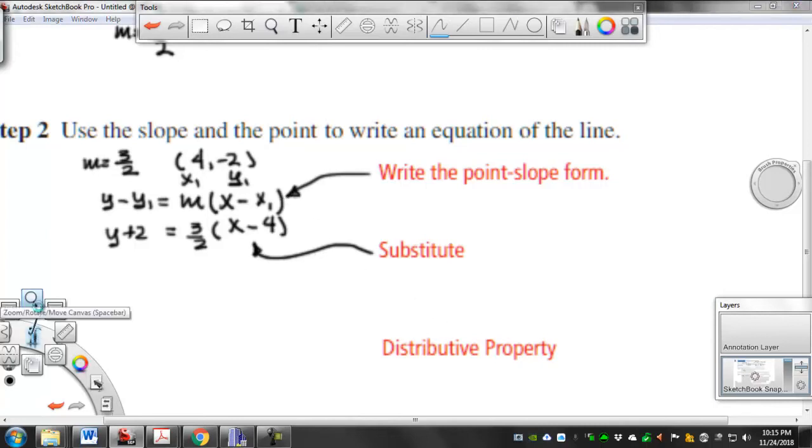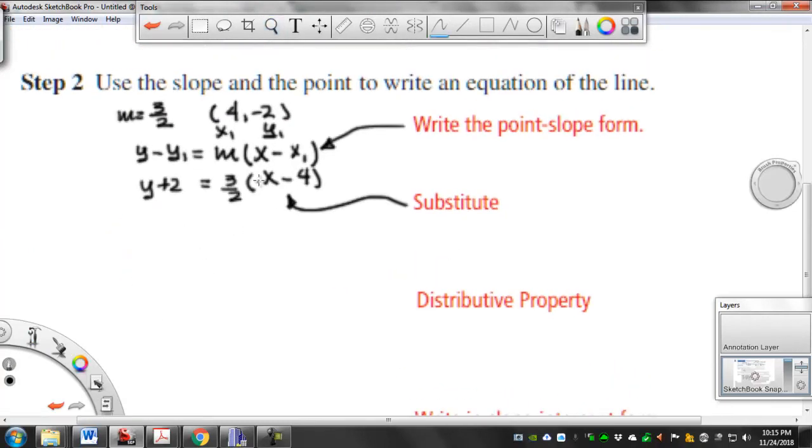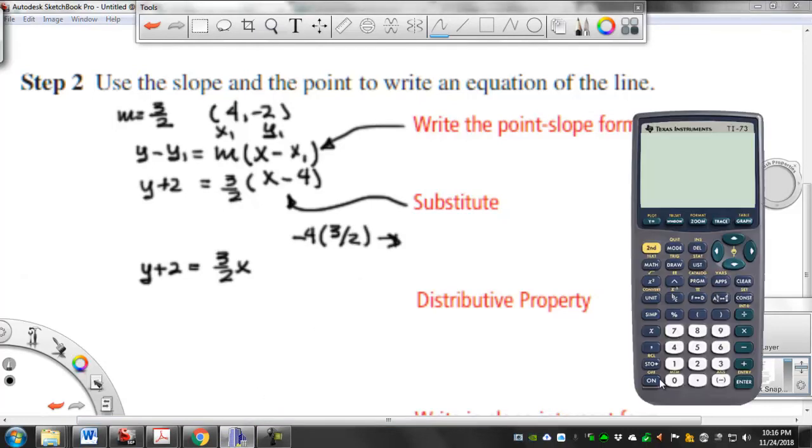And now if you're asked to write this in slope-intercept form, remember you have to distribute. And we're going to go ahead and do this. So 3 over 2 times x would be 3 over 2x. And then I have a negative. Now if I take my calculator and I take a negative 4 times 3 divided by 2, that's how you'd have to type it in your calculator. So let me show this to you. I have a negative 4 times 3 divided by 2. I get a negative 6.